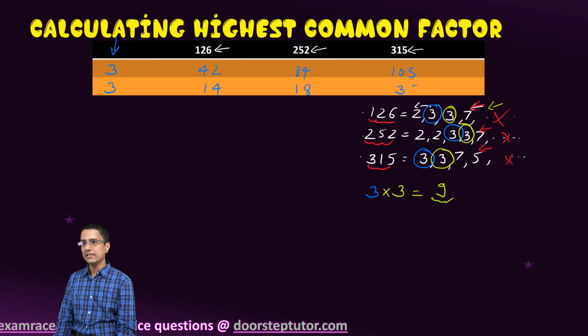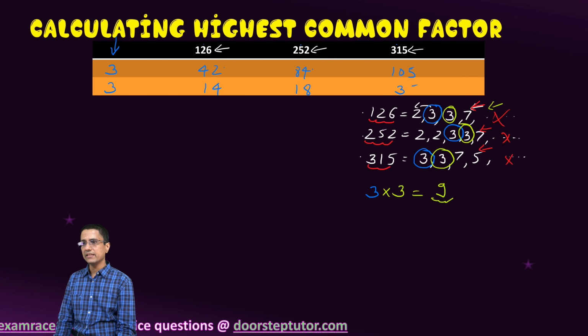So either method is fine. Listing down all the factors and then finding the highest common one is not a good method. You can use either the prime factors method, or you can use this method. This method is the most preferable. It is the most systematic way of finding the HCF.